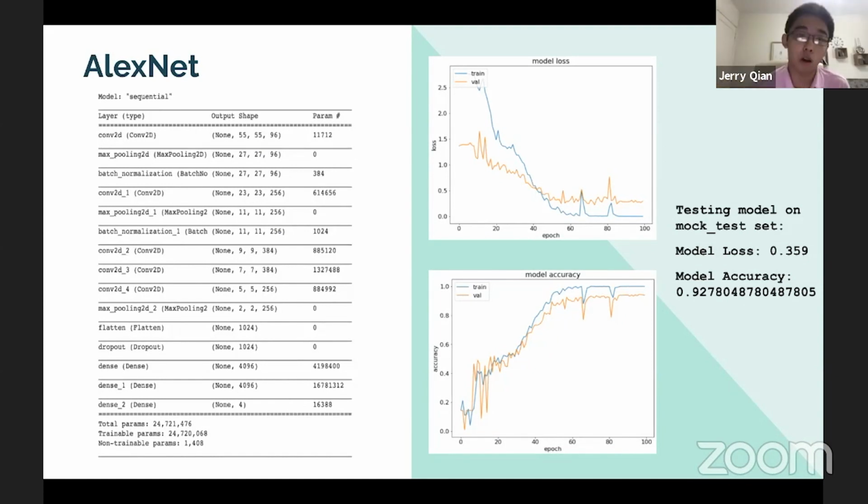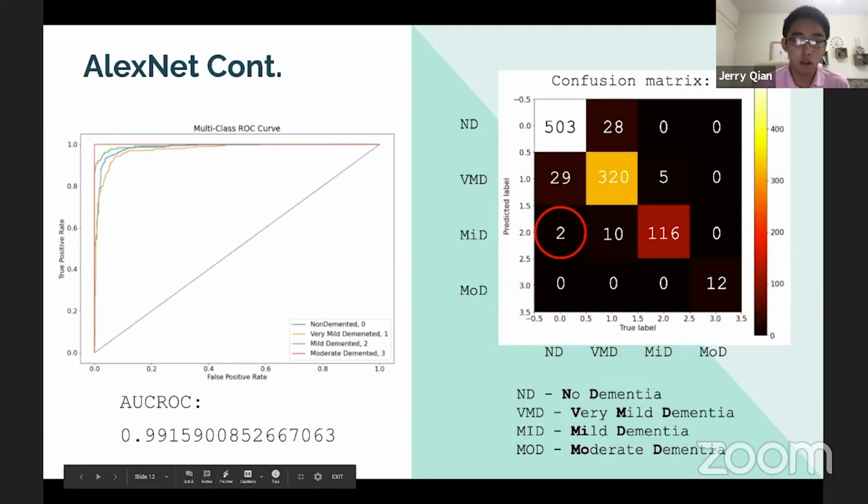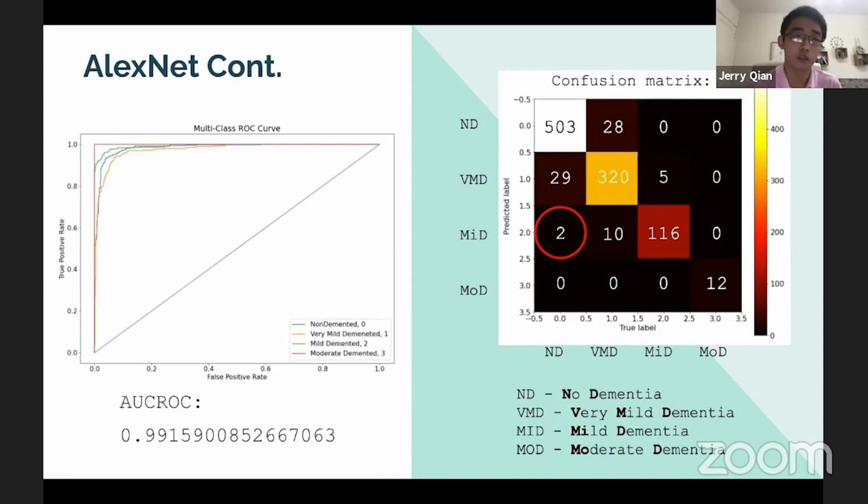So we can see from the model's loss curve that it flattens out at the bottom and the model accuracy curve peaks out, signifying that our model is doing pretty well. On the left is a multi-class ROC curve for AlexNet. The ROC curve is a classification metric, a way to see how well our model performs, and it does this in a very probabilistic manner.